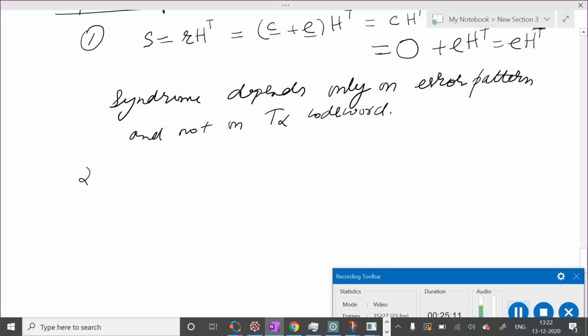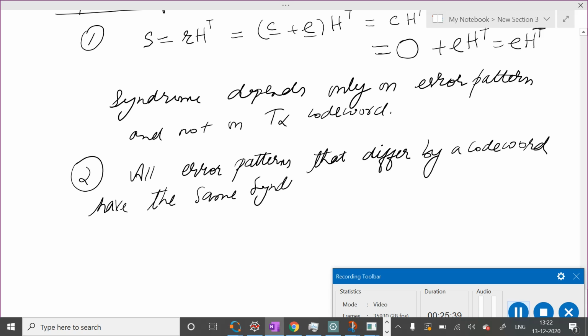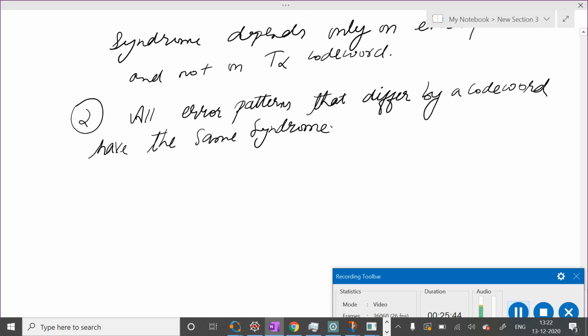The second property is more remarkable. I will first state that all error patterns that differ by a code word have the same syndrome. Now, what does it mean? Let me first tell you one thing.